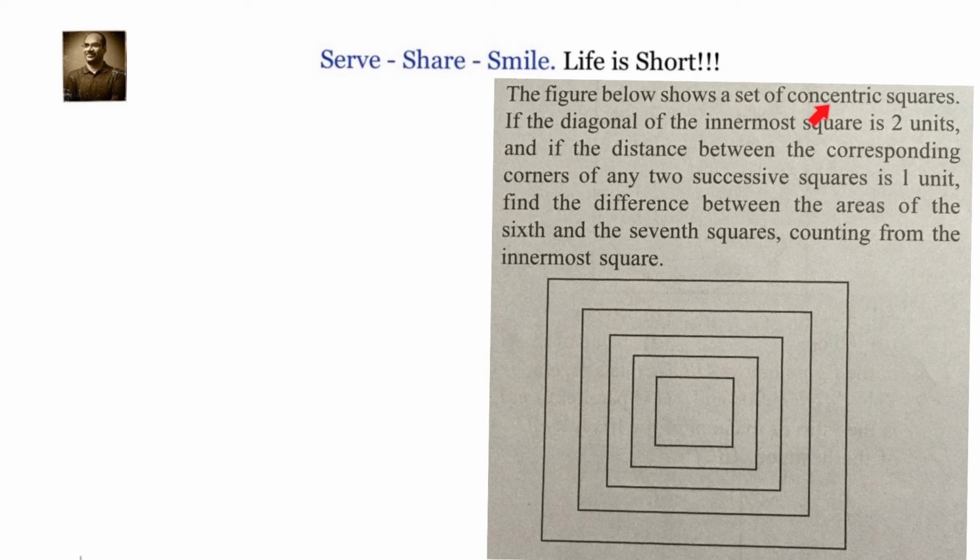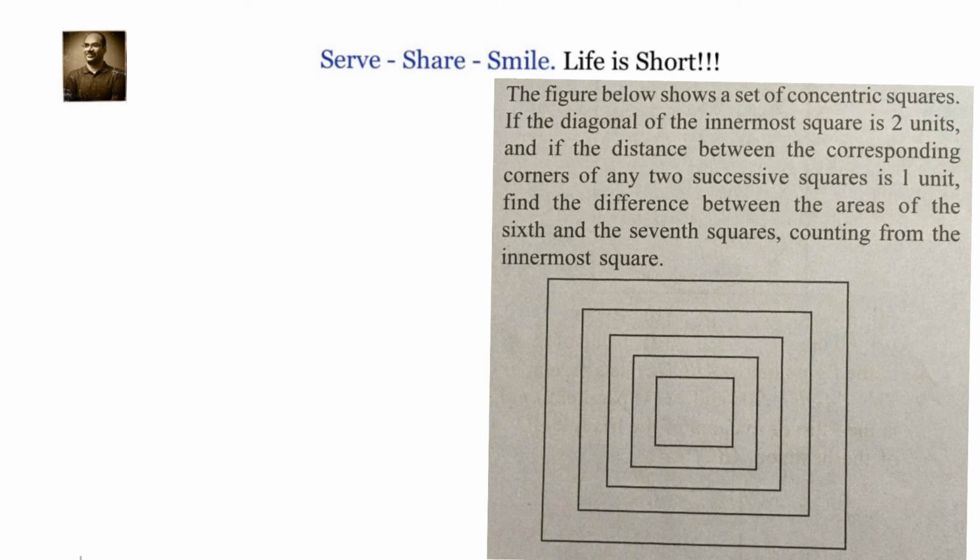The figure below shows a set of concentric squares. All of them have the same center. What is the center here? The point of intersection of diagonals. All the diagonals are collinear. That's what they are talking about, concentric squares.